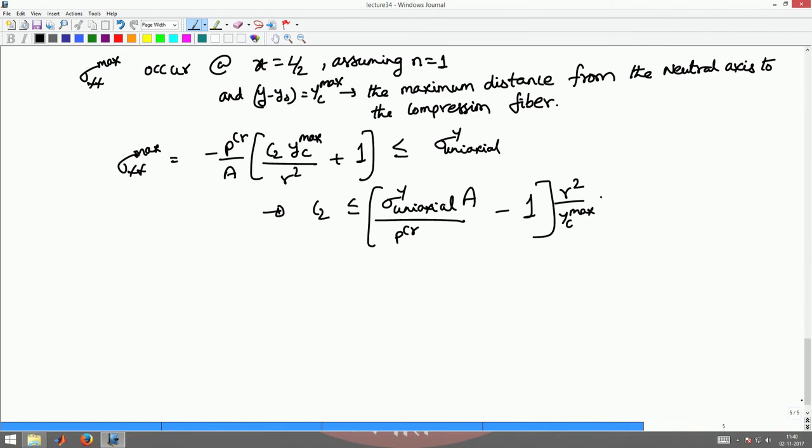Now, let us next see what value of n I should assume. Next is, what is the value of n to be taken? Here I have taken n as 1. Why did I take n as 1? What value for n?